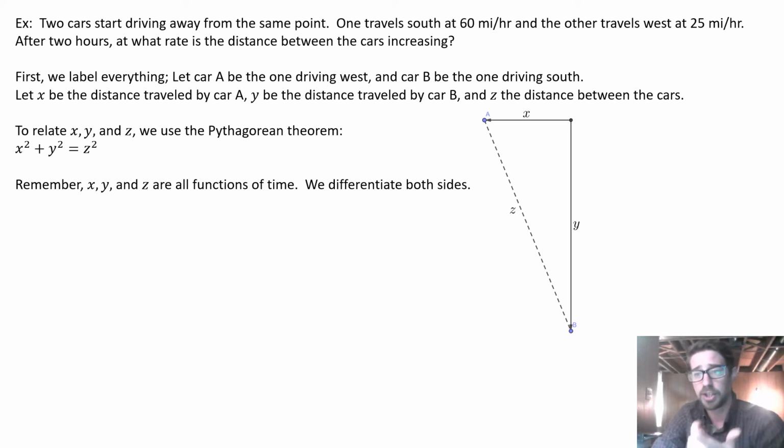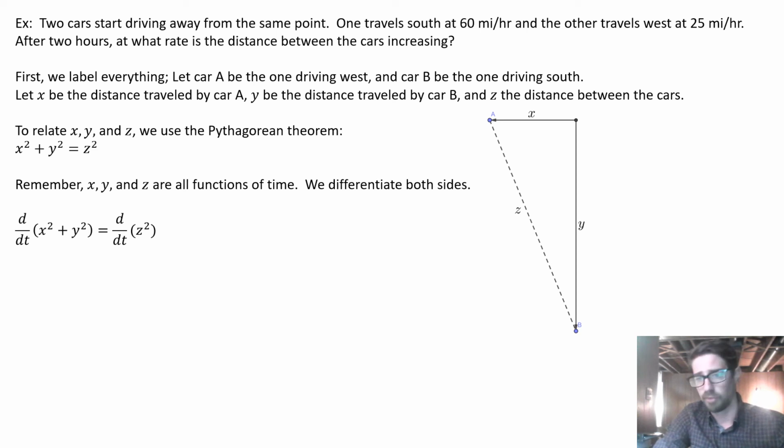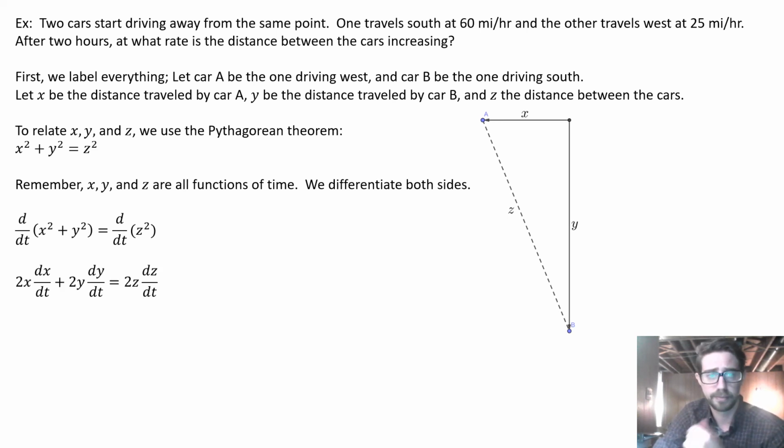And so when you differentiate a function that's a function squared, you have to use the chain rule. So here we use implicit differentiation. Differentiate both sides with respect to our variable, which is t. So the derivative of x squared is 2x times dx/dt, plus 2y times dy/dt, equals 2z times dz/dt. So they all differentiate the same exact way.